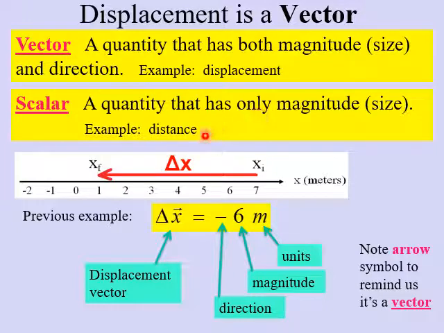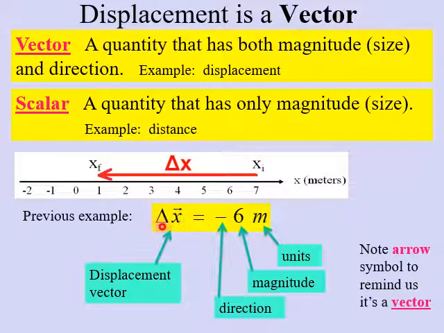An example of a scalar quantity is distance, right? A distance is only a length in meters. A distance does not tell us anything about direction. So in our previous example, remember we had the woman that started here at 7 meters and walked over here to 1 meter. We can write this as follows. Delta x, this is the displacement vector, is equal to negative 6 meters.